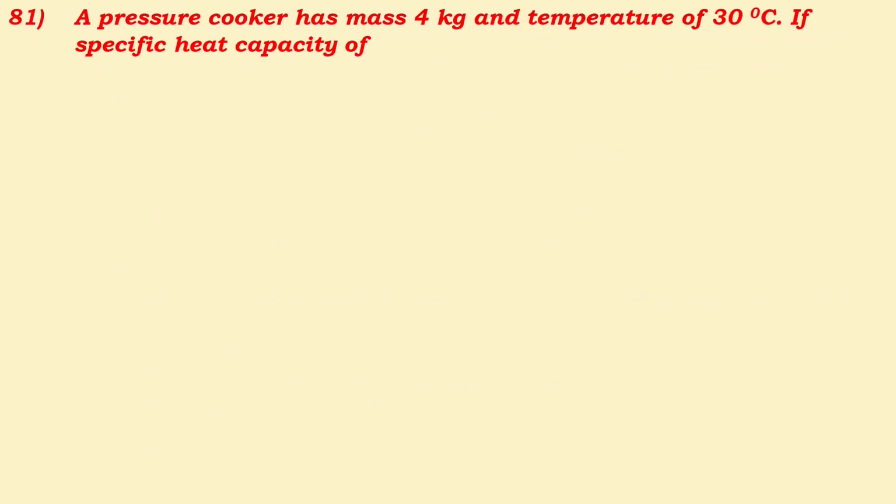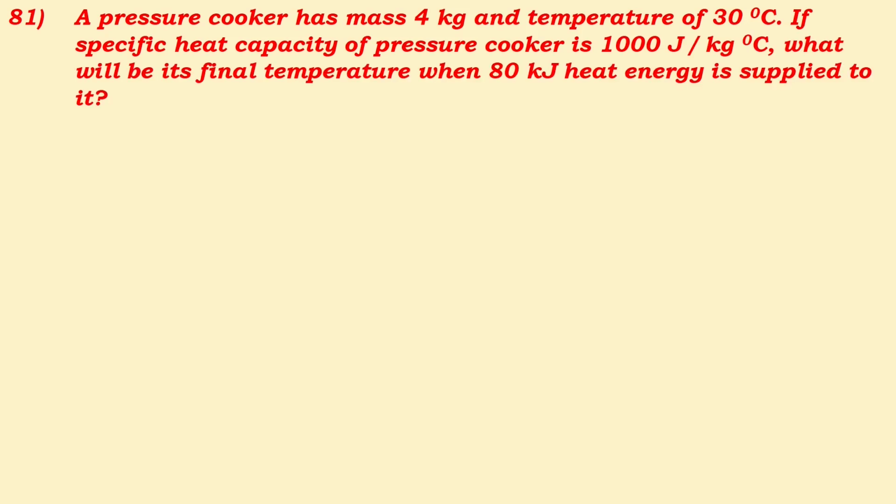It is 18,400 joule. Next, a pressure cooker has mass 4 kg and temperature of 30 degrees Celsius. If the specific capacity of the pressure cooker is 1000 joule per kg degree Celsius, it means the material with which it is made has a specific capacity of 1000 joule per kg degree Celsius. What will be its final temperature when 80 kilojoule heat energy is supplied to it? Okay, now let's enter into the numerical problem.